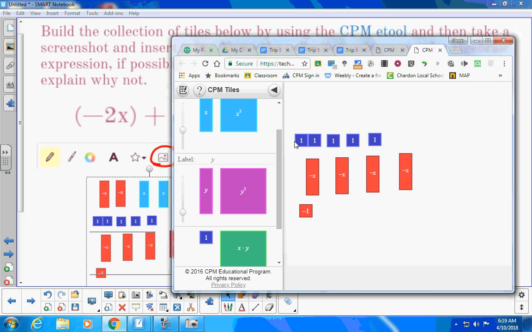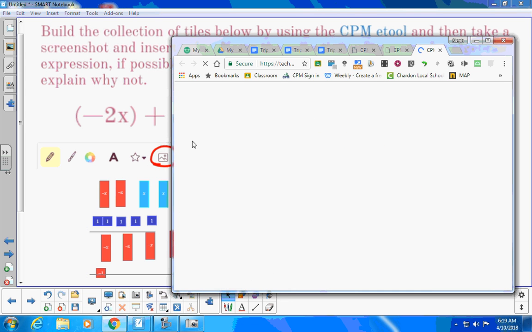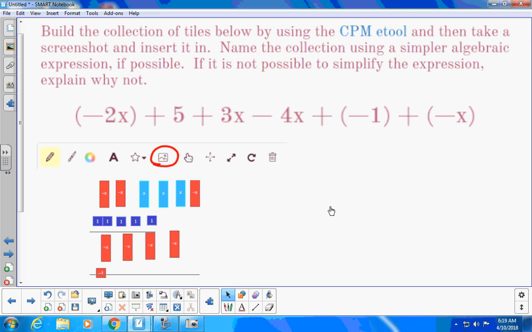And then I can do a -1 and a +1. So I am left with negative 4x plus 4. So then what you guys should do in here, negative 4x plus 4, is you should have either drawn it in or typed it in for the answer, because that's the final answer.